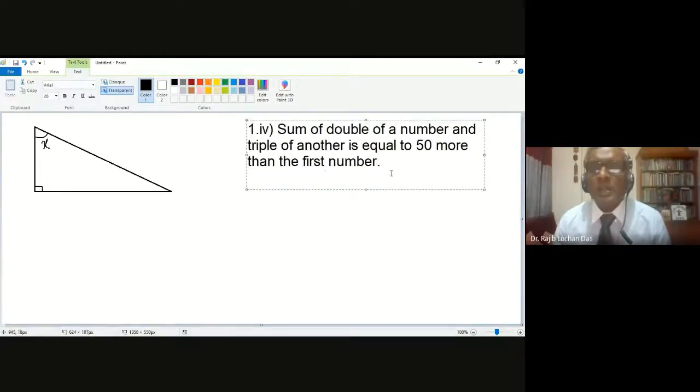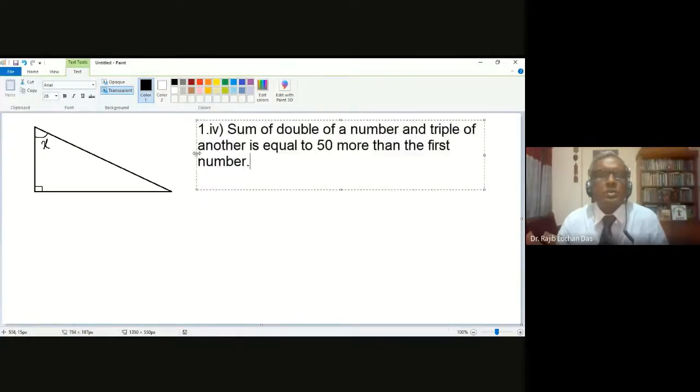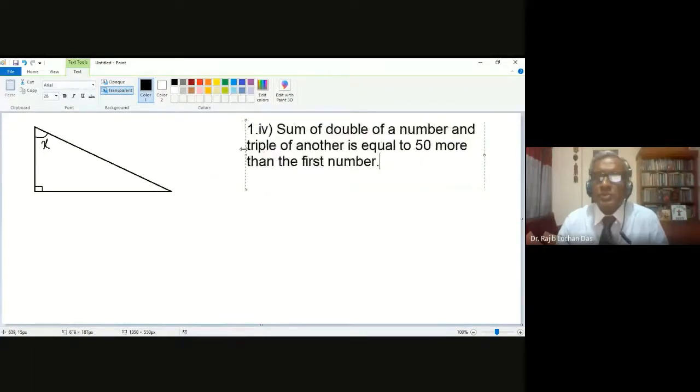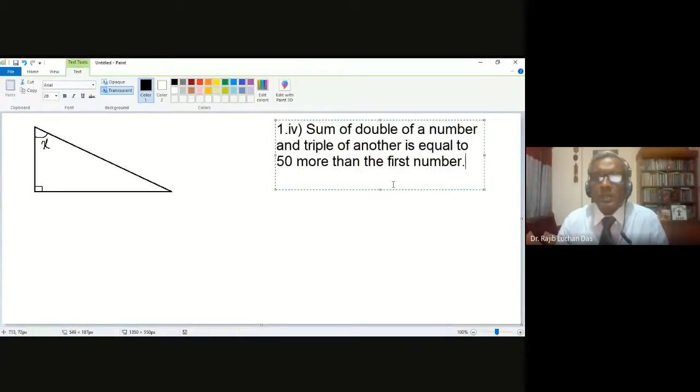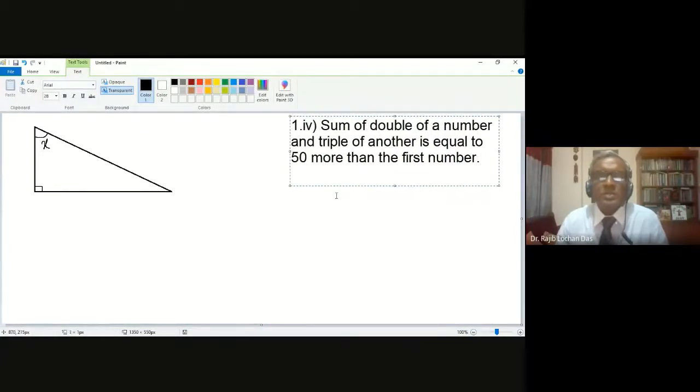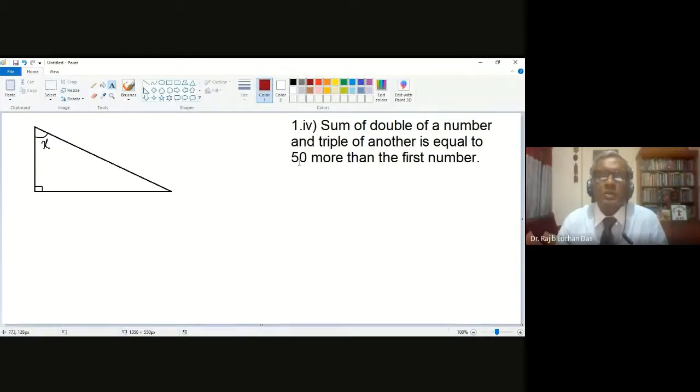We'll just write the equation in mathematical form. This type of question we discussed earlier, and you can do it very easily, in a very simple way, the normal way. So what do you understand by that? Sum means addition. Sum of double of a number. So double of a number means 2x. Maybe x is the number, so double of a number is 2x, right?